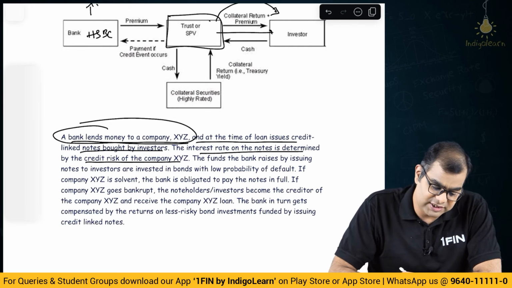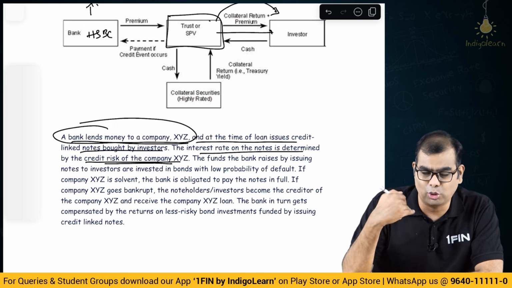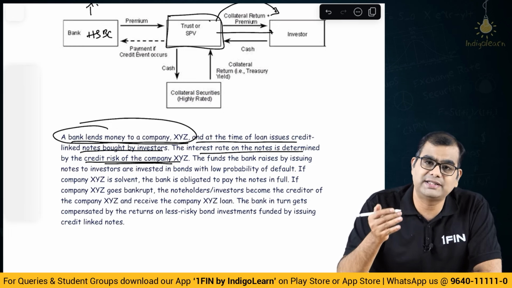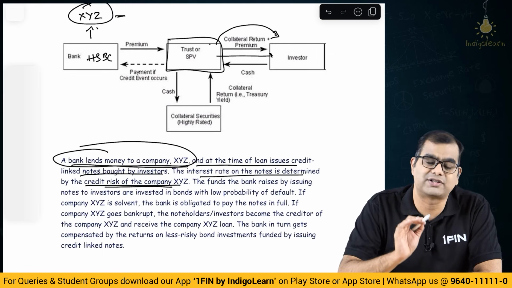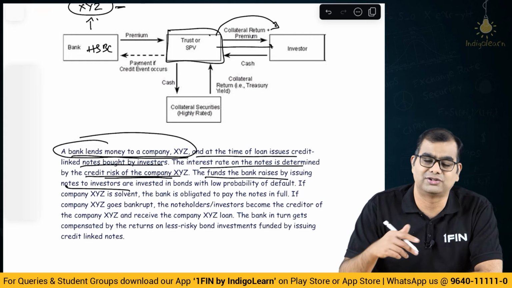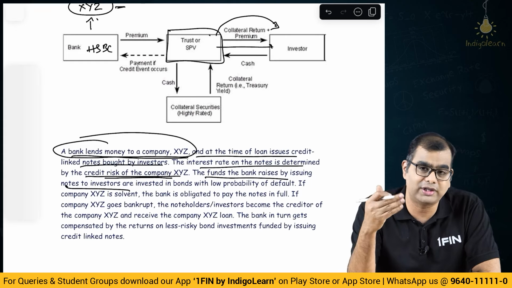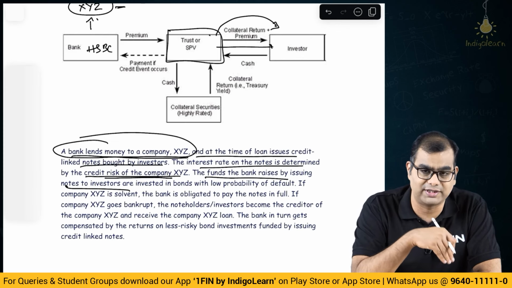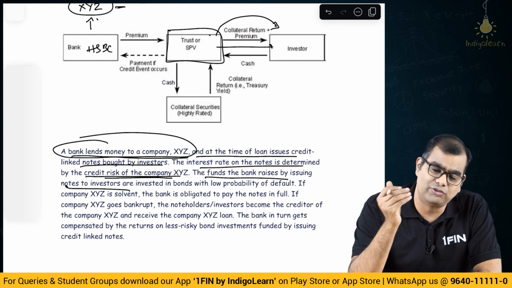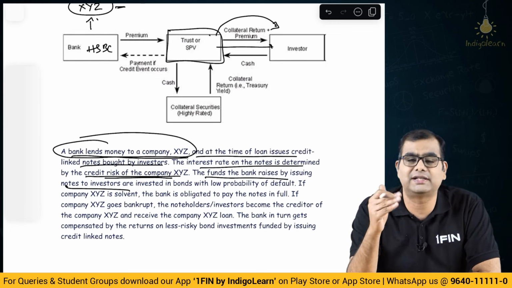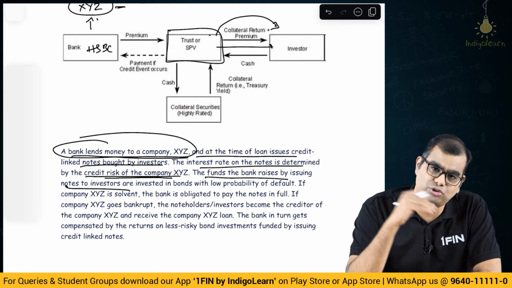Okay, the interest rate on the notes is determined by the credit risk of the company. Obviously, the note, the security that you issue as HSBC to this investor, the return on that is determined by what is the credit risk of this XYZ. The funds that the bank raises by issuing the notes to investors. So, you basically have issued a note. That note has the underlying of this particular loan that you have given to XYZ. And when I am saying you, I mean HSBC here. You have given a loan to XYZ. Based on that loan, you are creating a note called CLN. That CLN is sold to an investor. The investor pays you money.